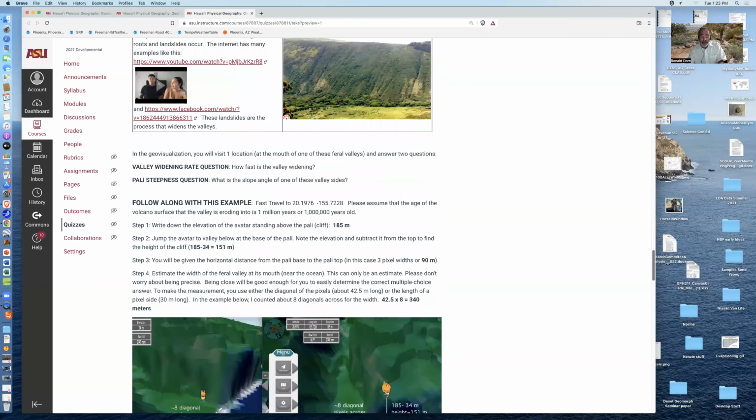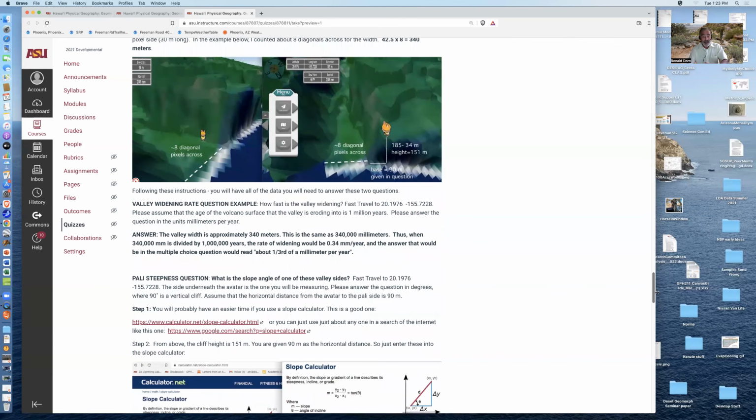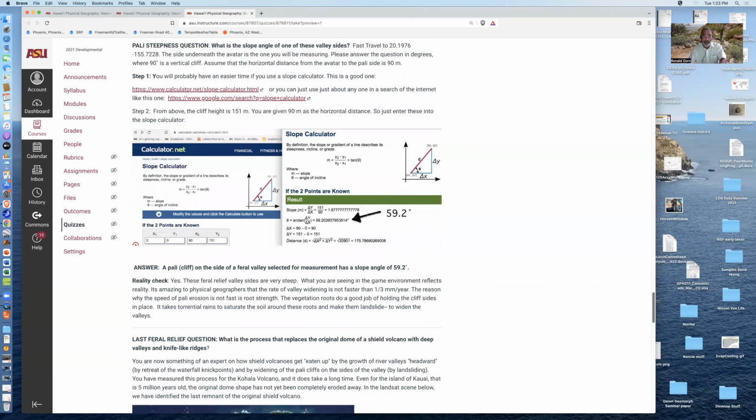You then figure out how these valleys widen. The valleys grow headward by waterfalls eating back up and creating the valley lengthening into the top of the shield volcano, and they widen by landsliding. It's landslides on the very steep sides of the river valleys that make them widen. And so you go through some simple calculations on calculating the slope of the side of these very steep valleys. And you can use a slope calculator.